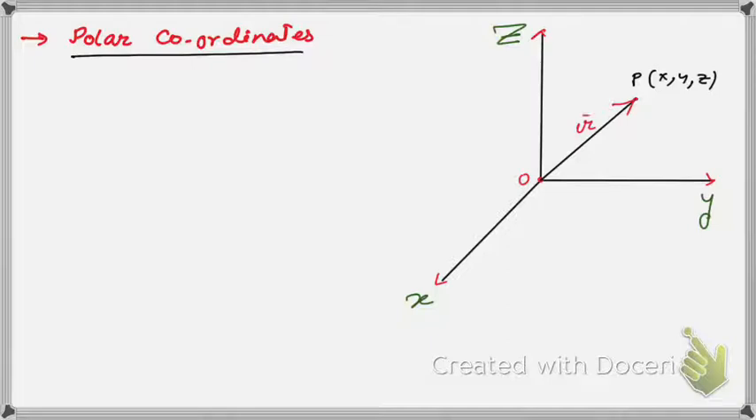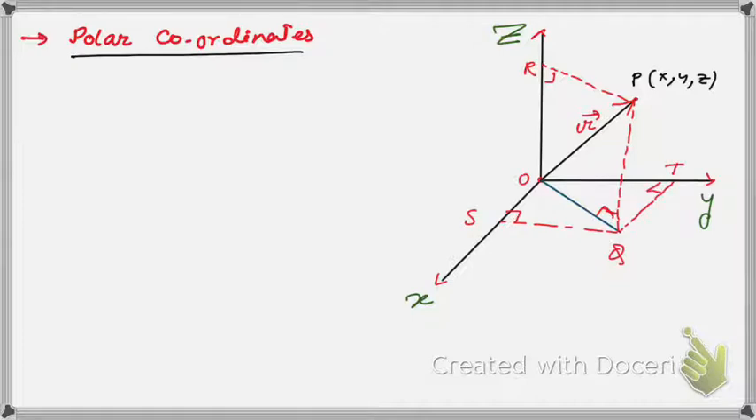OP is the position vector, represented by vector R, and the projection of vector R on the xy plane is OQ. OQ is the projection of this vector, and let us draw a perpendicular on OQ. So this is 90 degrees here, you see, and let me draw perpendiculars from P to the Z axis, that is PR, and from Q to the X axis, that is QS, and from Q to the Y axis, that is QT, right?